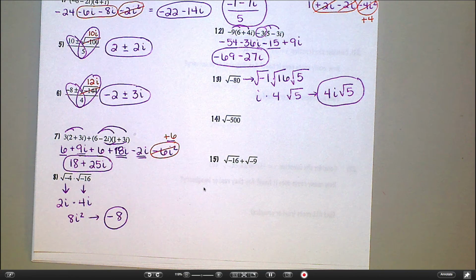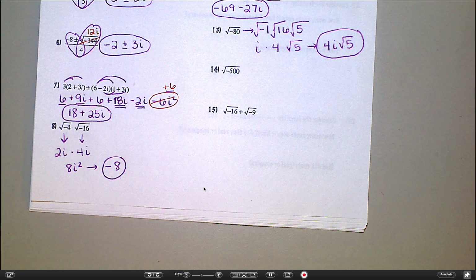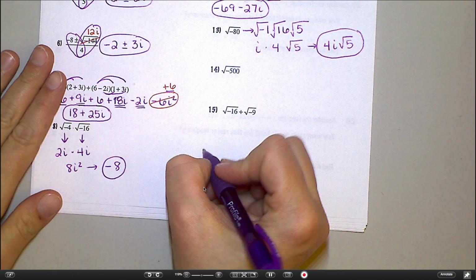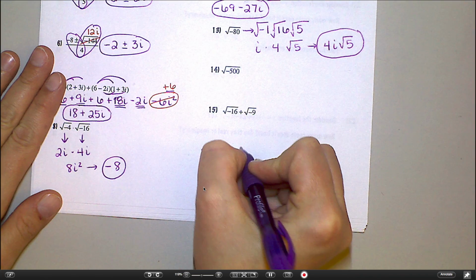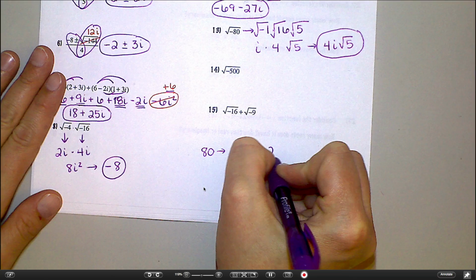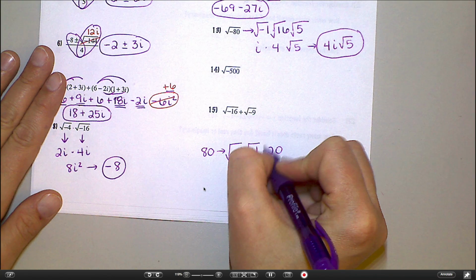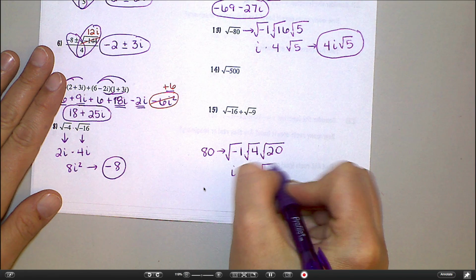Now, let's say on that one that you didn't know 16 times 5 was 80, because that's not a super common one. Okay? I might go down here into this blank space and try out another scenario. So let's say you didn't catch 16 and 5, but you knew you could do 4 and 20, and 4 is a perfect square. So you might have said, well, 80 could be written as negative 1 times 4 times 20. Okay? And you would have been correct. So square root, square root, square root. This would have left you with an i, this would have left you with a 2, and this would have left you with a square root of 20.